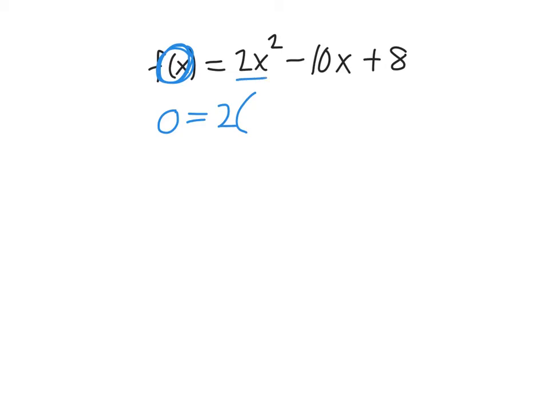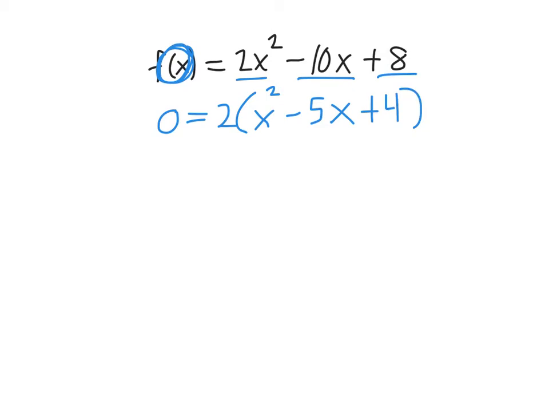Or, as we said earlier, reverse distributive property: 2 times x squared gives you 2x squared, right? We're doing this reverse distributive property here. 2 times what gives you negative 10x? That's a negative 5x. And then 2 times what gives you positive 8? 2 times positive 4.